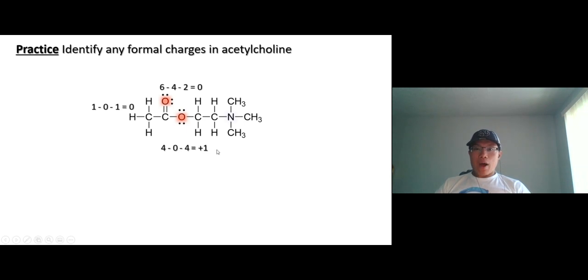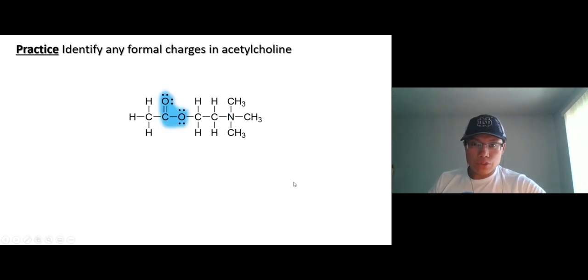Last one, go to nitrogen. This nitrogen has 3 bonds. If you still remember, a regular nitrogen has 3 bonds. This one has 4 bonds, so this is going to be plus 1. Let's calculate it. Nitrogen, group 5, no dots, 4 lines, so plus 1 there. So watch out: carbon is 0, not plus 1. That's a typo.